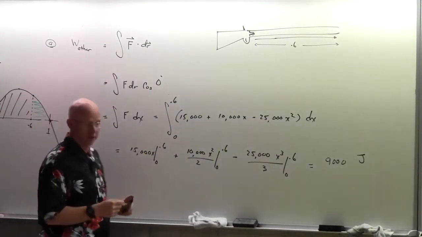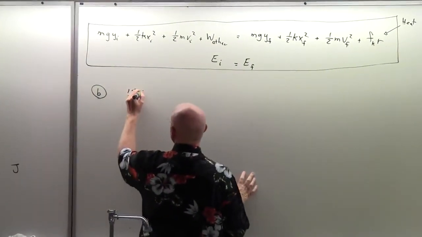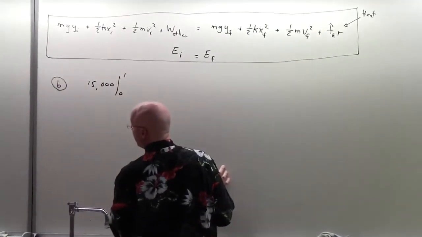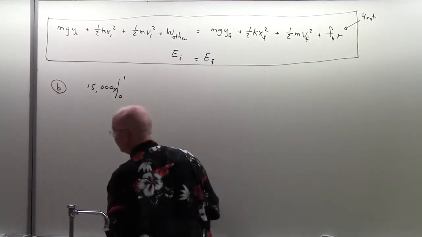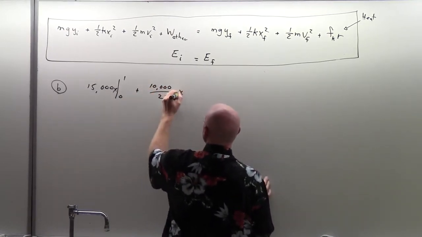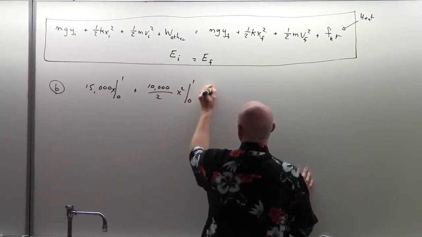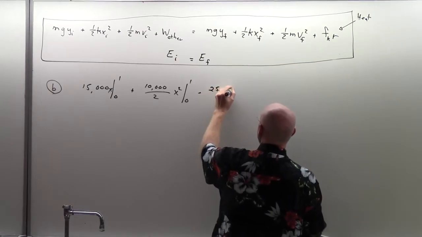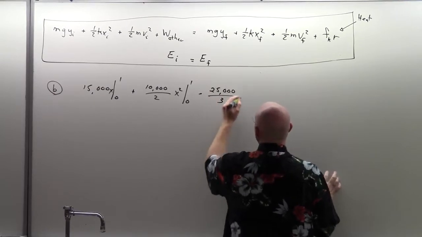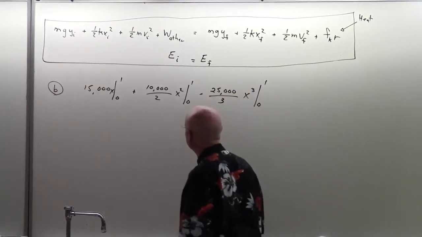It would just be the upper limit, right? And so I would have the 15,000x evaluated from 0 to 1. Can't keep forgetting that x. I would have the 10,000 divided by 2x squared evaluated from 0 to 1. I would have minus the 25,000 over 3 times x cubed evaluated from 0 to 1.